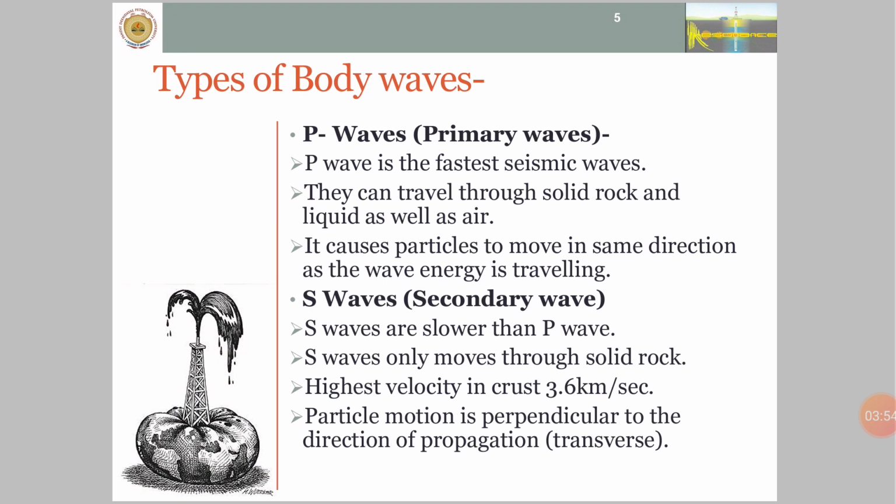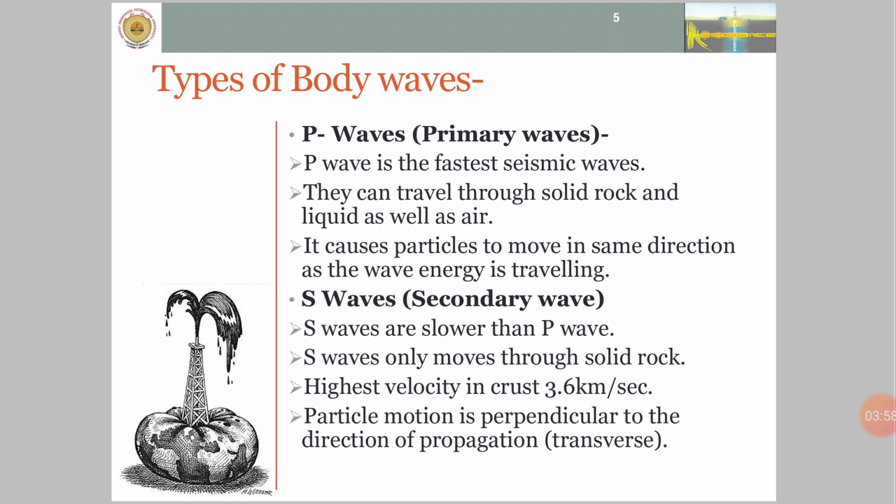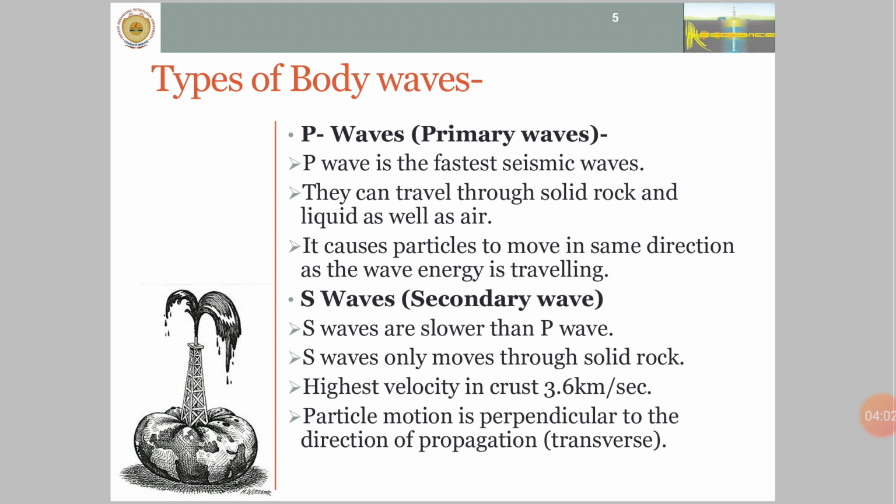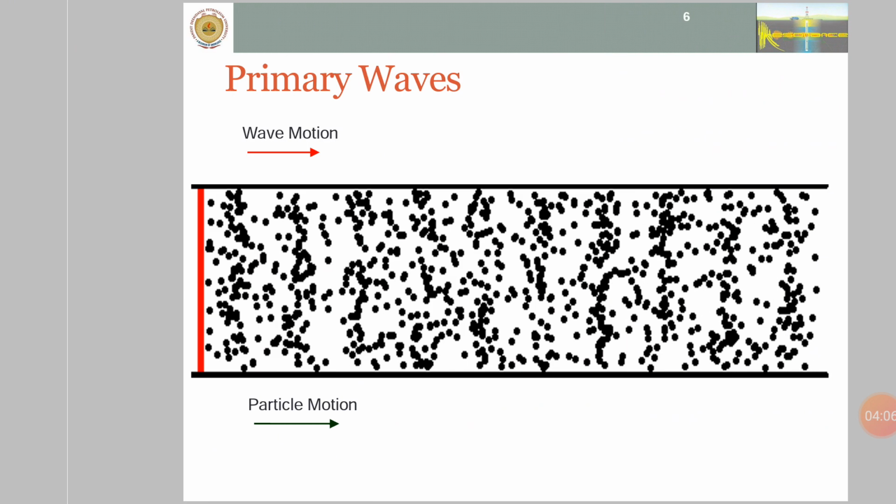S waves are slower than P waves. S wave only moves through solid rock. Highest velocity in crust is 3.6 km per second. Particle motion is perpendicular to the direction of propagation, so it's transverse.